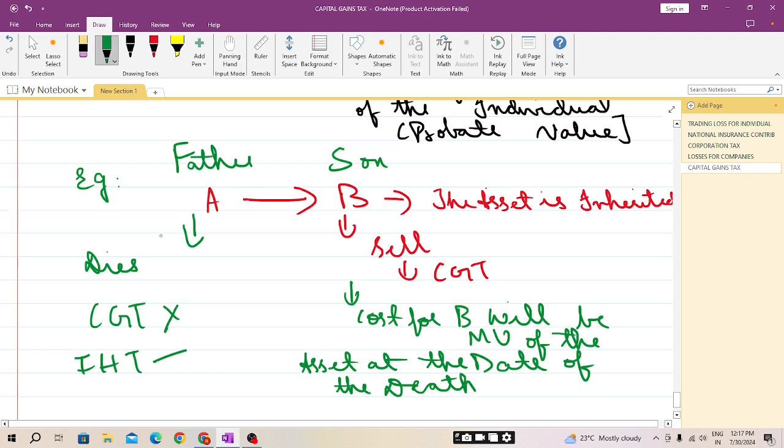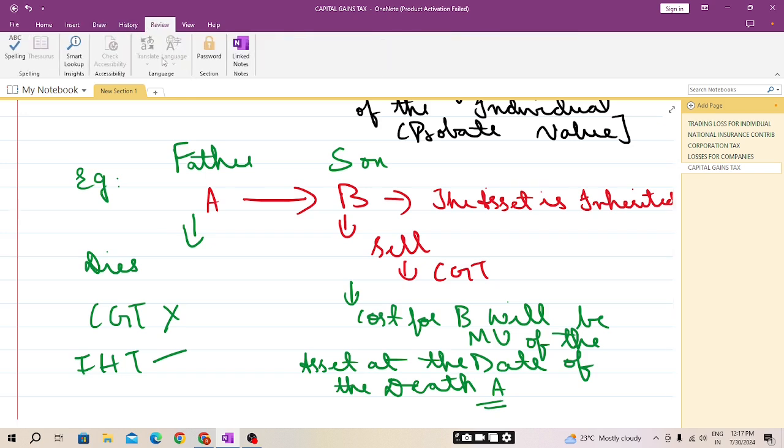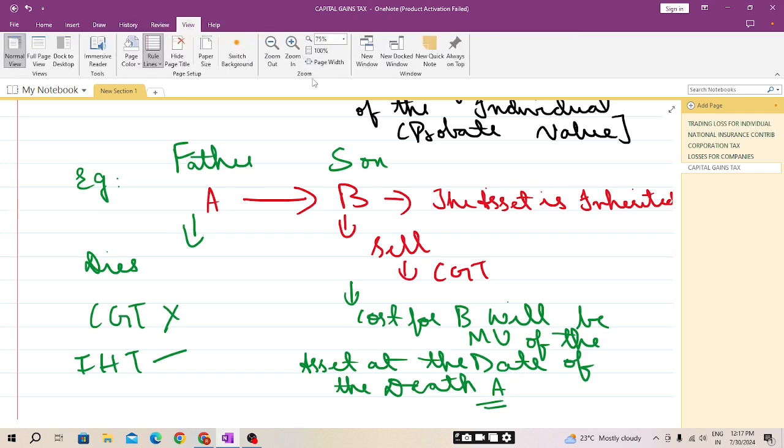But when B has received all the assets he has inherited from his father on the death, then the cost for B will matter when he sells. If B sells, it will be capital gains tax for B. So the cost for B will be the market value of the asset at the date of the death of A. I hope this is clear. That is the cost of acquisition.